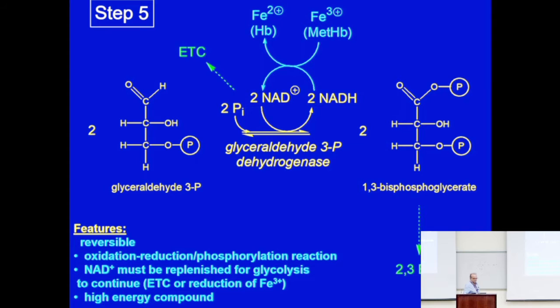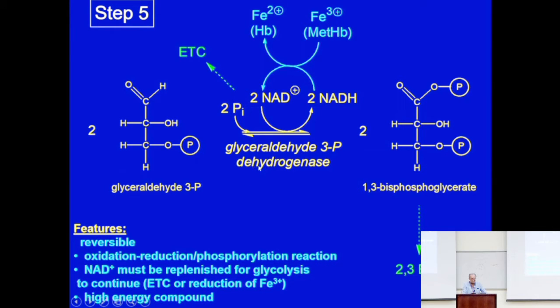The fifth step is an important step in that it is the first step that is going to produce energy. And I want you to focus here on what is going to be produced. 2 NADH. The enzyme that does that is called glyceraldehyde 3-phosphate dehydrogenase.